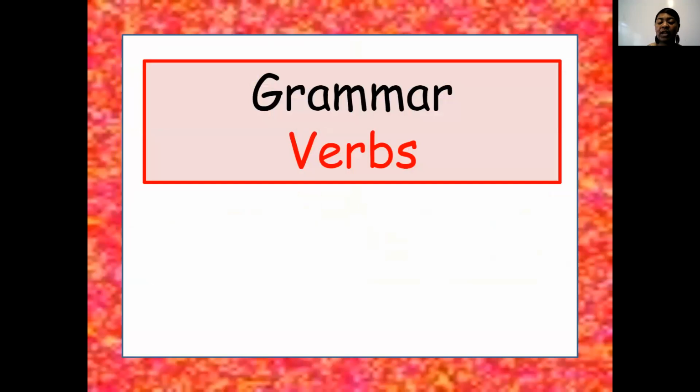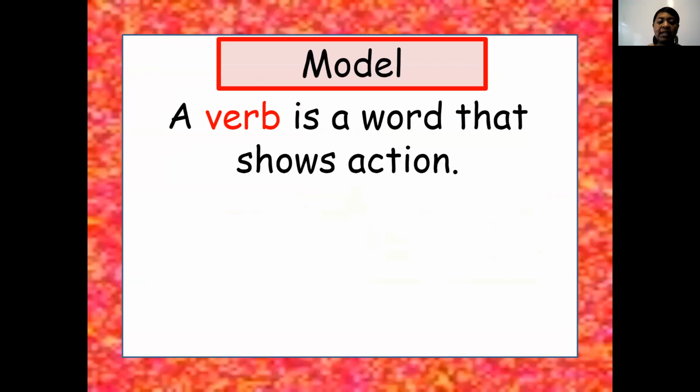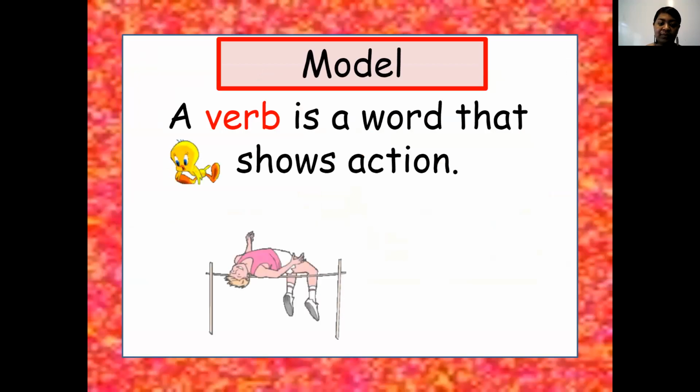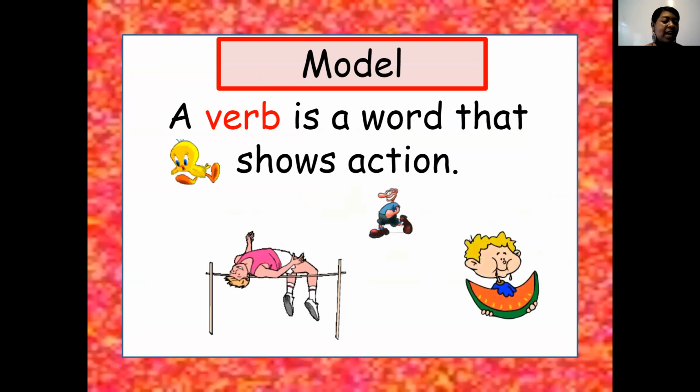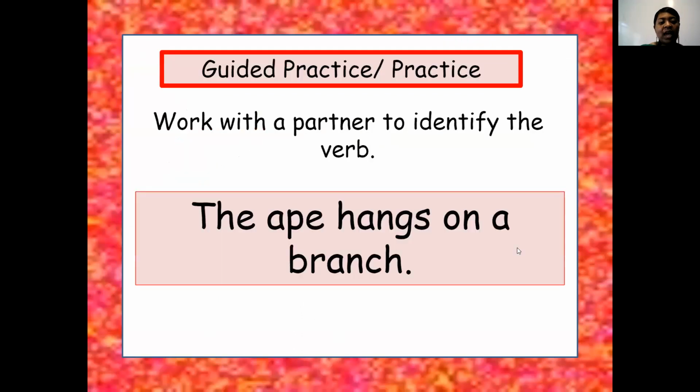Let's move on to grammar and let's learn about verbs. A verb is a word that shows action. All of these animals or people are doing something. Flying, jumping, running or walking, and eating. Those are all verbs. All right, so I can be your partner and you're gonna work with me to identify the verb. The ape hangs on a branch. What does the ape do?